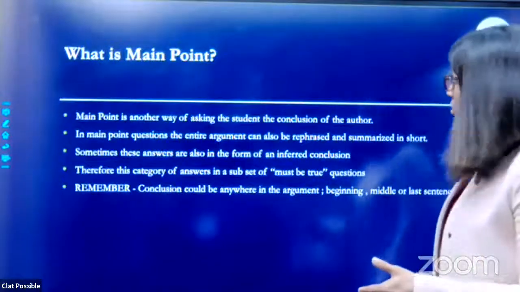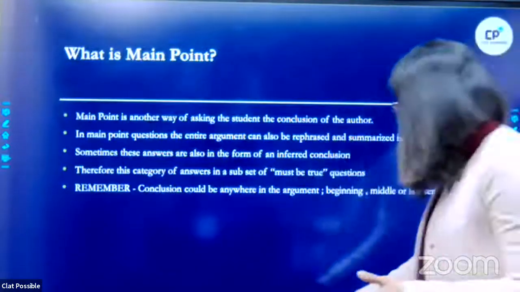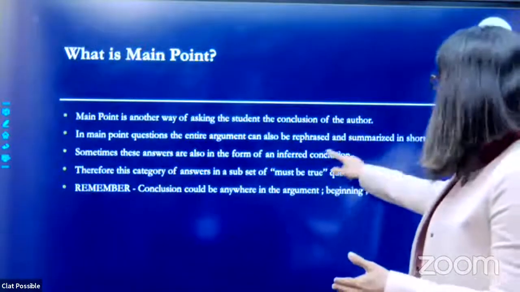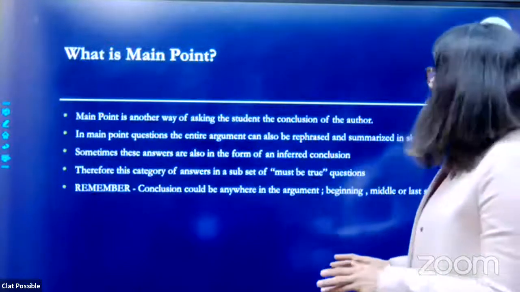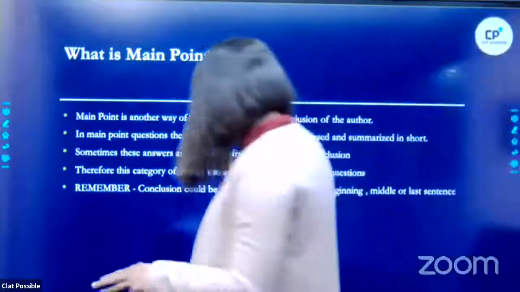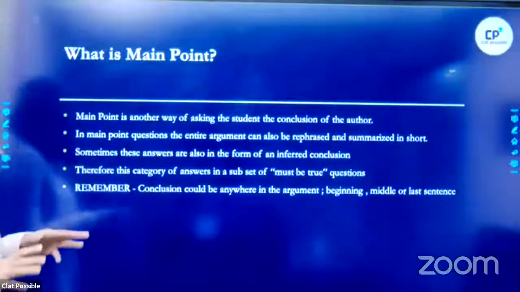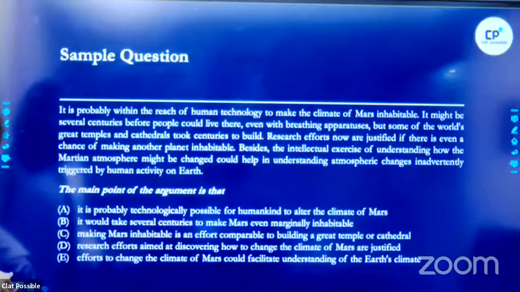So as I was telling you, either you will get a conclusion or a rephrased or summarized argument, or an inferred conclusion in passage types where the author does not make any opinion, just describes a phenomenon to you. So you are also likely to get that.